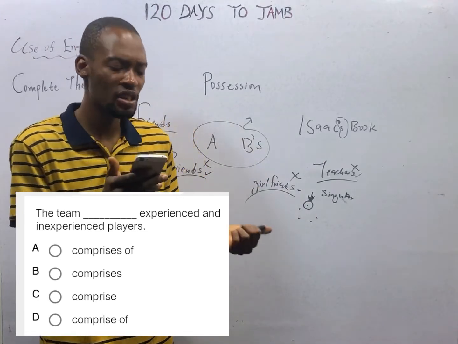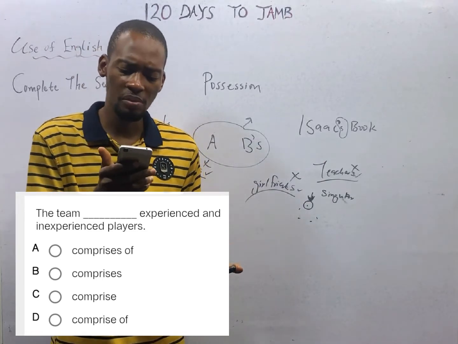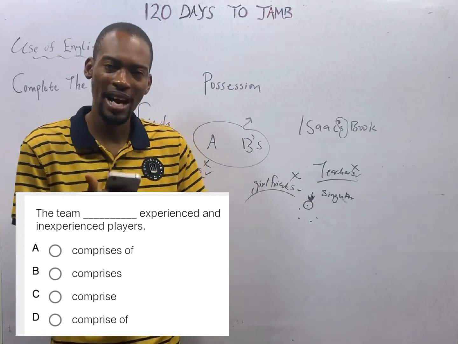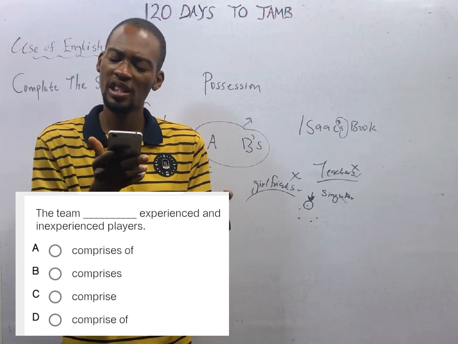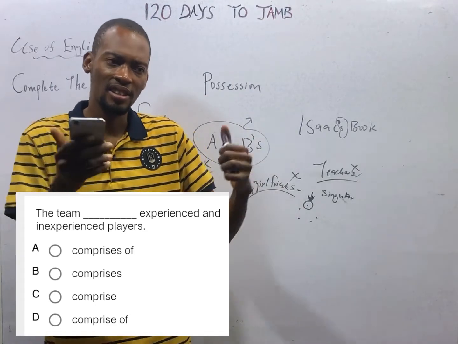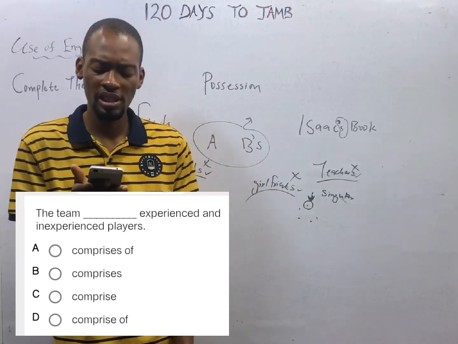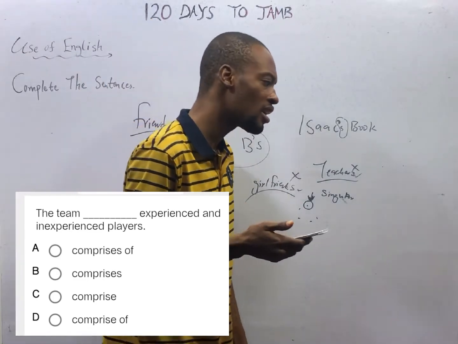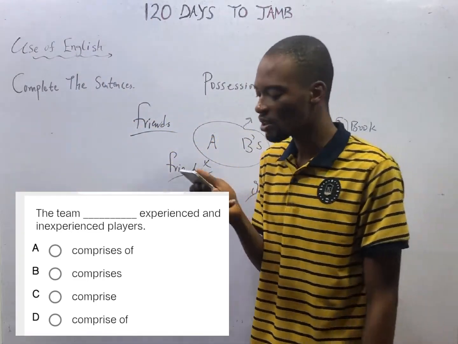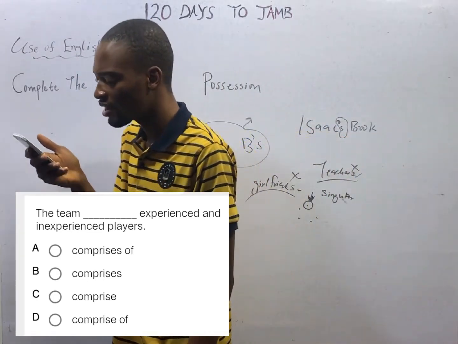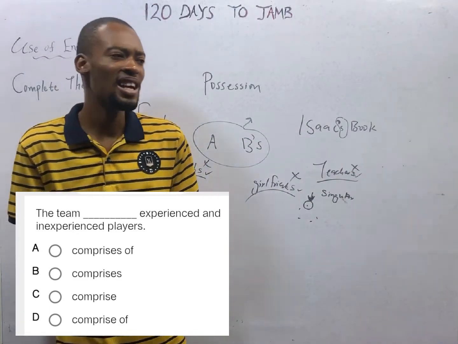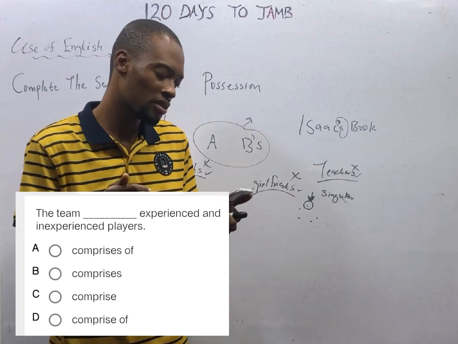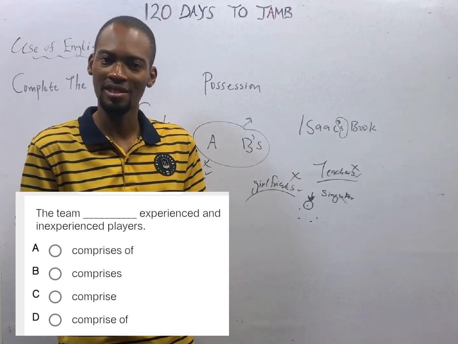Okay? Looking at B and C, the team comprises experienced and inexperienced players. Comprises carries, it has. So option B is the correct option. A and D are grammatically wrong. So the correct answer is "it comprises experienced". Anytime you are using comprises, don't add "of". "Comprises of" is not correct.